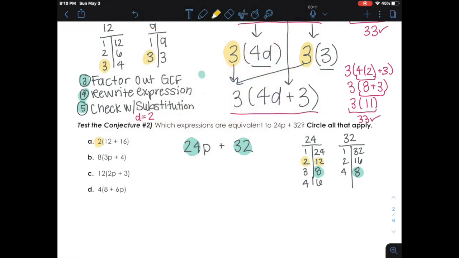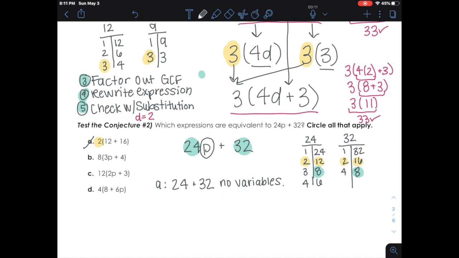Okay, so we have 2. 2 is paired with 12. Okay, cool, that could be right. And then 2 is paired with 16. So yeah, if I distributed the 2 to the 12, that would give us 24. And then if I distributed the 2 to the 16, we would have 32. But if you notice, I have no variables. That's not equivalent. A variable is a number we don't know yet. So this is like taking out a whole number if we don't have it there. So A is incorrect.